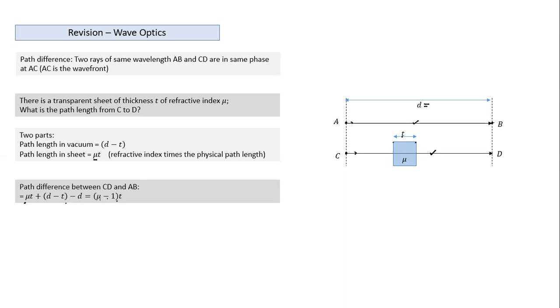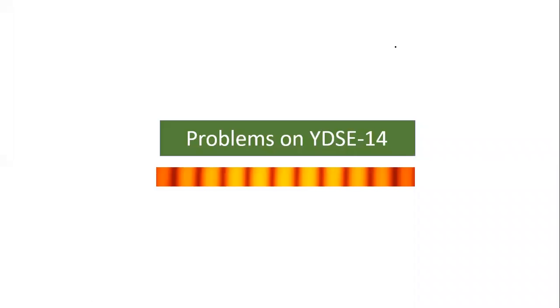So a sheet of thickness t, placed in the path, of refractive index mu, produces a path difference of mu minus 1 into t. That's what we need to keep in mind. That's what we'll apply in the next few questions, which we are going to take up after this.